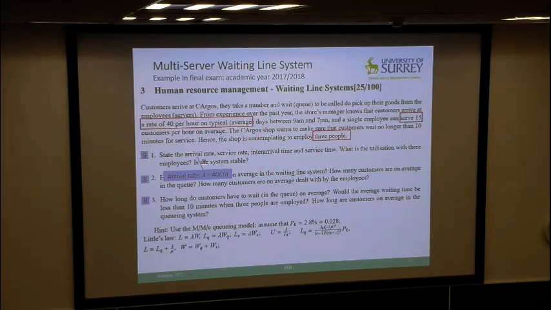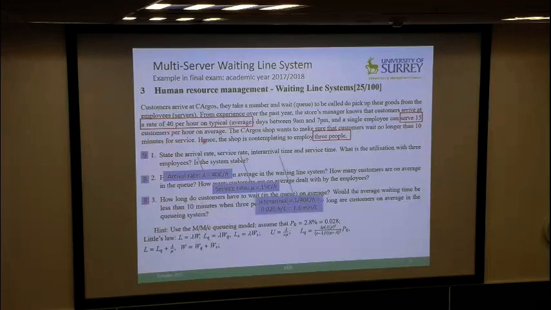So these are the 3 important conditions we know. Based on this, what is the arrival rate? It is already given: 40 customers per hour. We did this last week. And what is the service rate? For a single employee, a single server, that's 15 customers per hour.